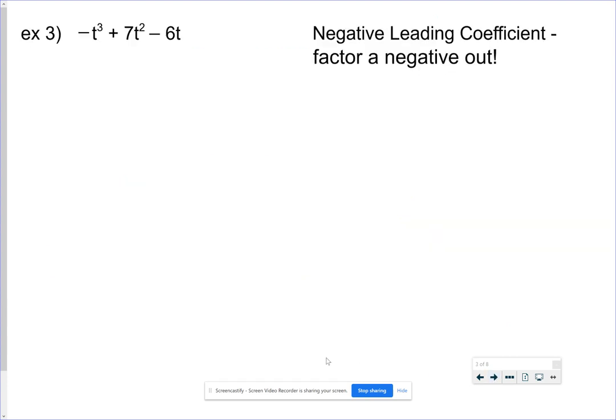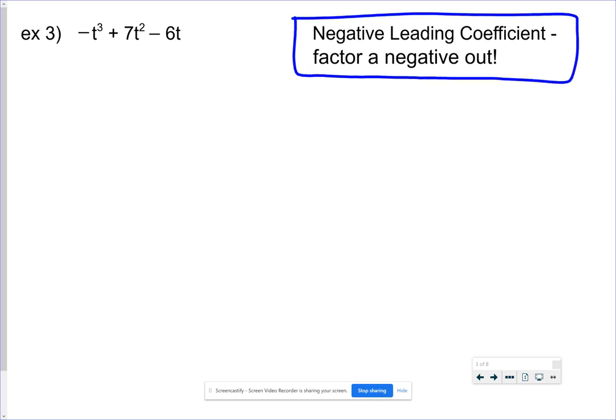All right, so example 3. We're going to take this little technique right here and make sure we understand what I'm saying to you here. So if you have a negative leading coefficient, you're going to factor out a negative. Whether your GCF is 1 or whether it's something other than 1, you're going to factor out a negative.